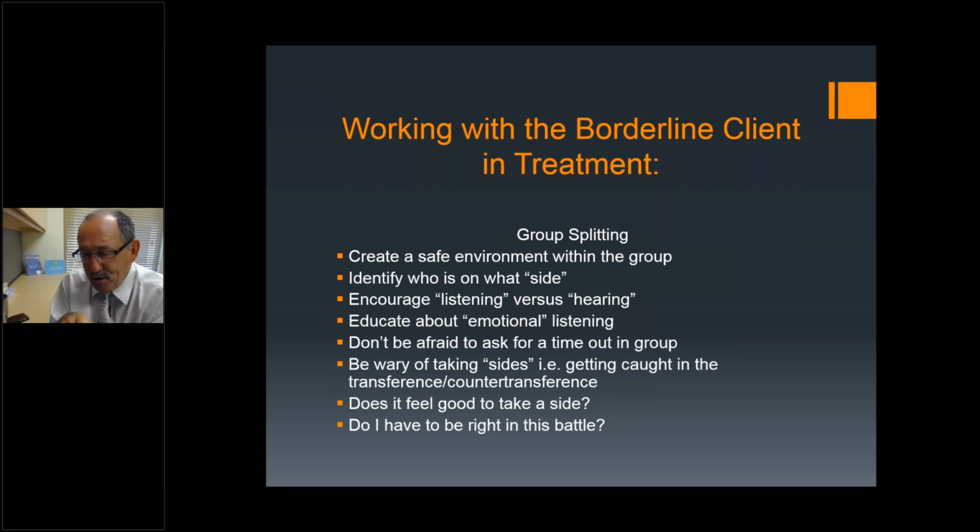In a group environment, what you see typically is, tell me if I'm wrong, individuals that hate the person with the borderline personality, and then the other individuals who are significantly attached to her and want to help her and feel sorry for her and want to rescue her.